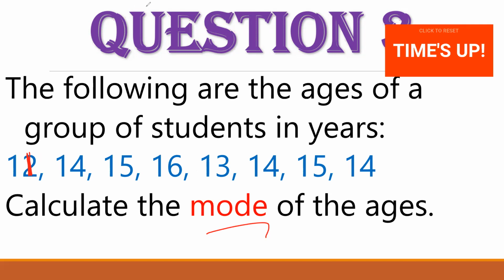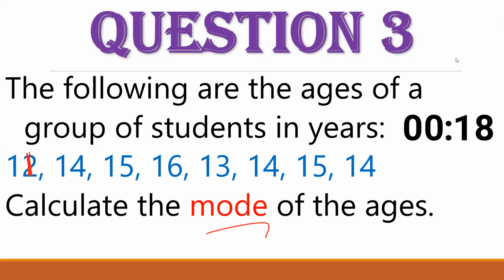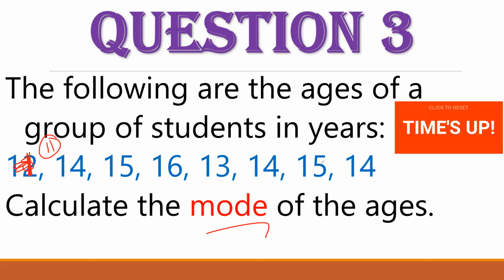Please try. Let's give you 20 seconds, starting now. You have 20 seconds, and you are looking for the mode of this group. But remember, this is 11. We have 11, 14, 15, 16, 13, 14, 15, and 14. Time is up. We are looking for the mode. We started with mean, and this is question 1, 2, and 3.